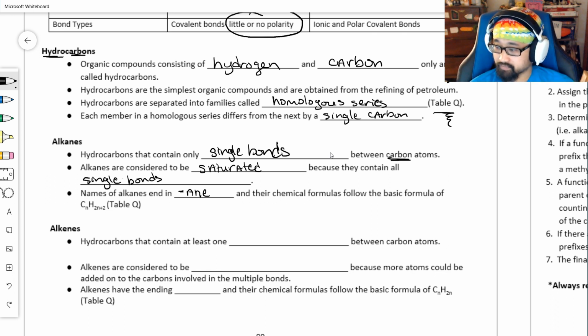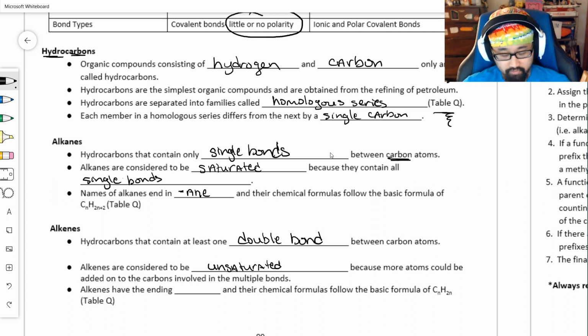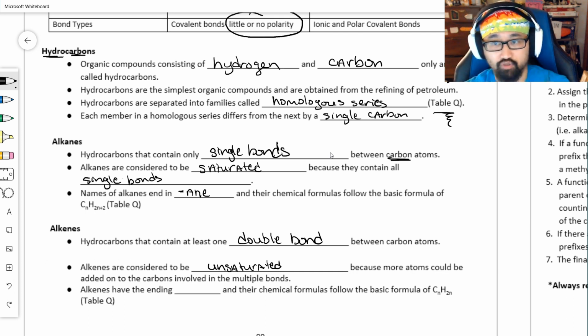Alkenes. These are hydrocarbons that contain at least one double bond. Single to double. Alkenes are considered to be unsaturated. And the reason for that is because you could add more stuff to an alkene. Because you have a double bond, it means that 2 carbons are being kind of like selfish with each other. They could connect to more things, but they're deciding to make the bond between them stronger. Remember, double bonds are stronger than single bonds.